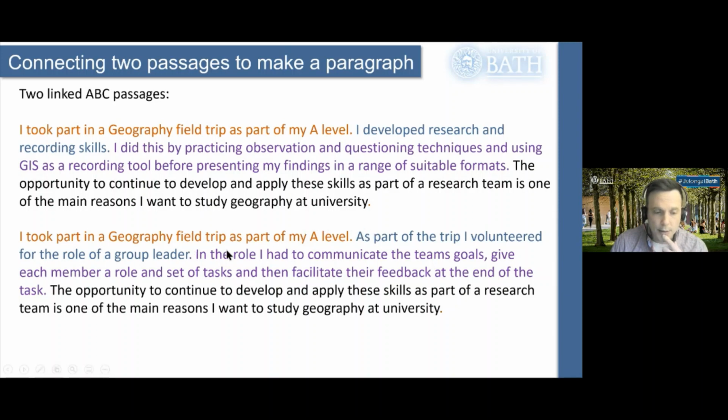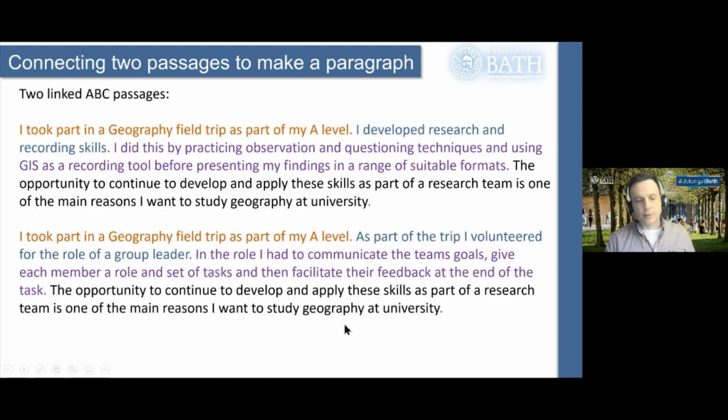Here I've used the same example, but I've used a completely different desirable skill or piece of knowledge that I've identified from my research. I've written this as part of a trip I volunteered for as a group leader. So leadership is what this is about. In this role I had to communicate team goals, so communication is what this is about. Those are the things that would be on worksheet 1: the communication, the leadership, that kind of thing.